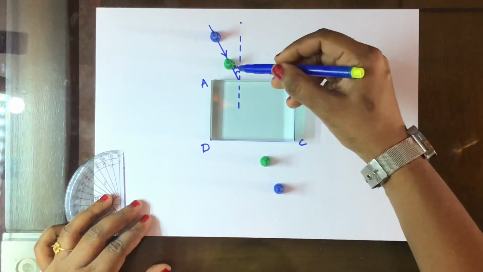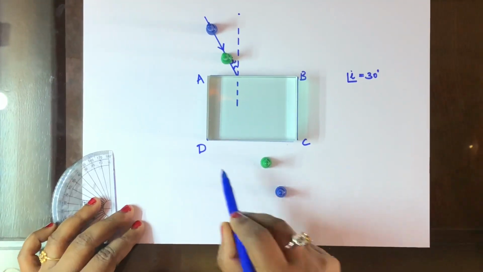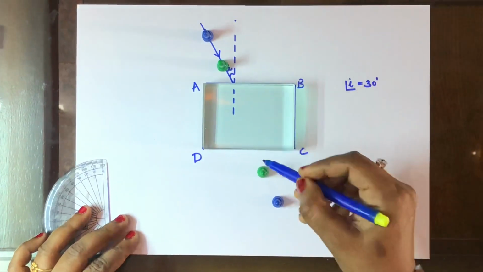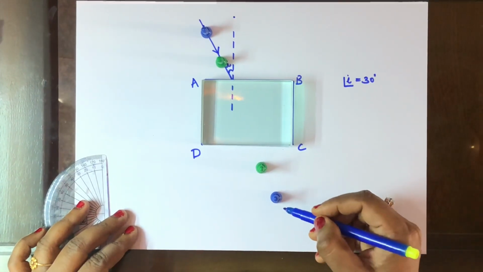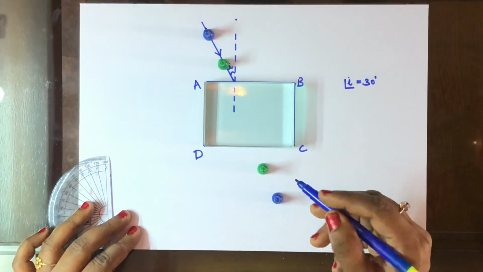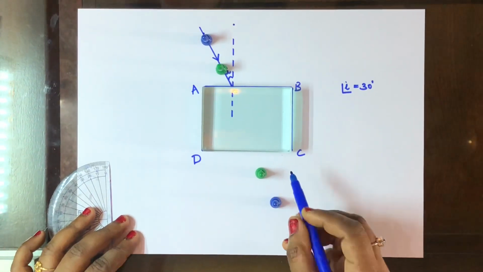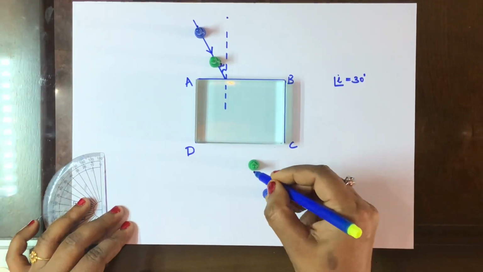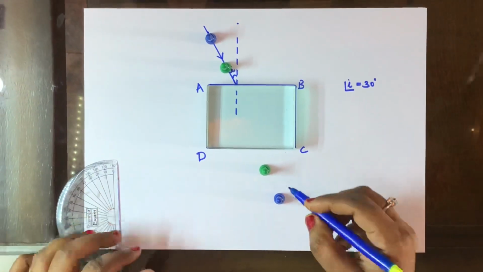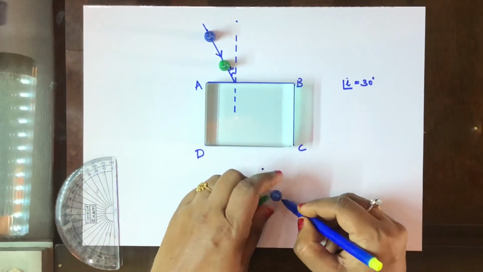After placing the two pins on the incident ray, now looking through CD, through this side of the glass slab, we have to observe the first two pins and place the third and fourth pin in such a manner that all the four pins lie in the same straight line. So we have to do this experiment very carefully. By observing through CD, we have to fix another two pins so that all the four pins lie in the same straight line. And later we have to mark the position of the third and fourth pin very carefully.